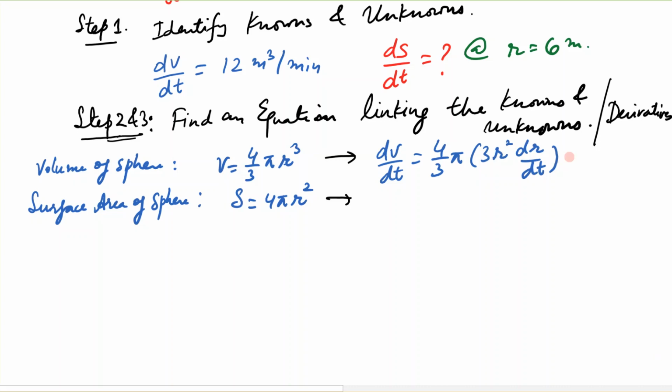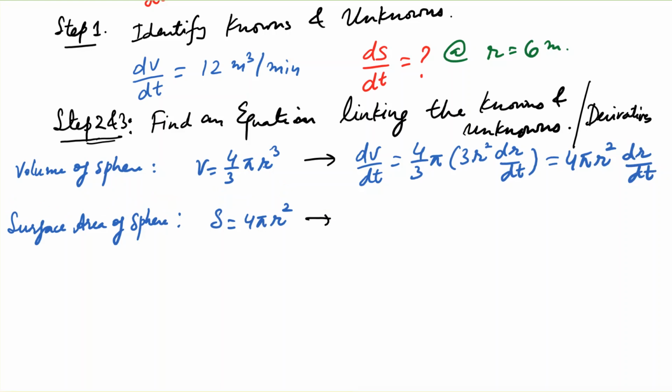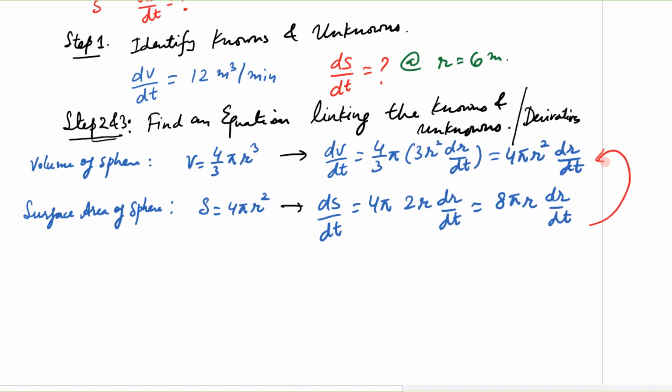In other words, we get, 3 and 3 cancel, so we get 4 pi r square dr over dt. Similarly, the derivative of surface area with respect to t: 4 pi as it is, the derivative of r square would be 2r dr over dt, and we get 8 pi r dr over dt. So now we want to link these two equations together.